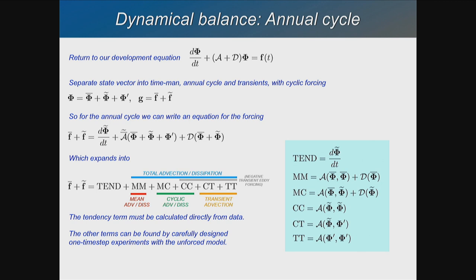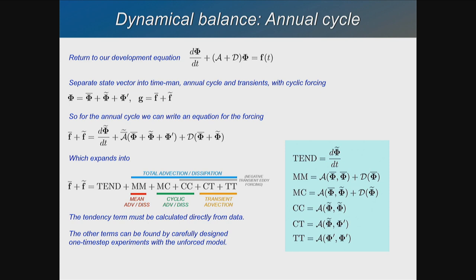So anything which is not either steady or cyclic is because of the model's own dynamics. It's not coming from the forcing. You can write down an equation for this F bar plus F tilde in terms of the model operator, assuming D is still linear. You get a lot of interaction terms between nonlinear terms involving these three different components: the mean advection, the advection terms between the mean and the annual cycle, between the annual cycle and itself, and then the interactions with the transients.